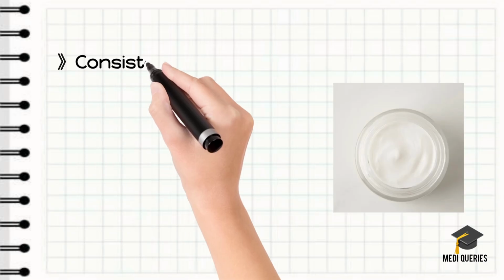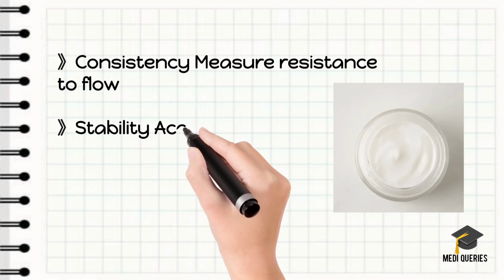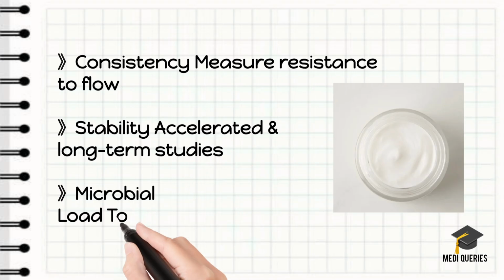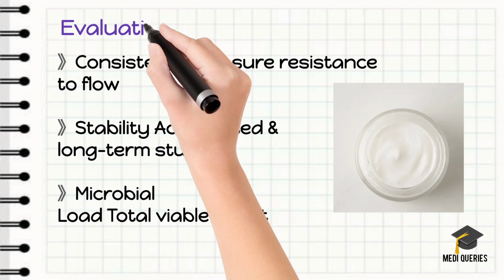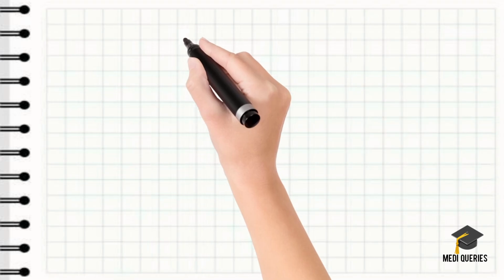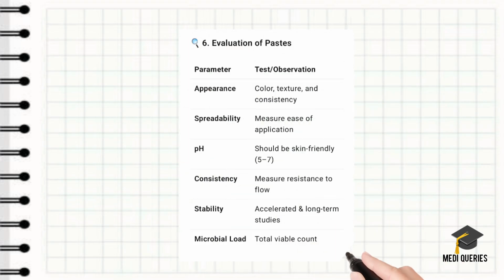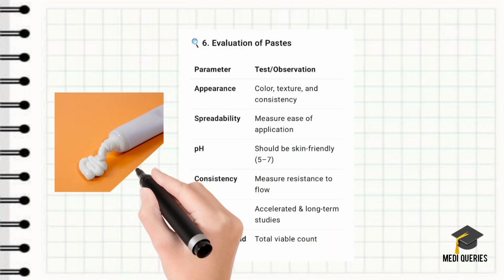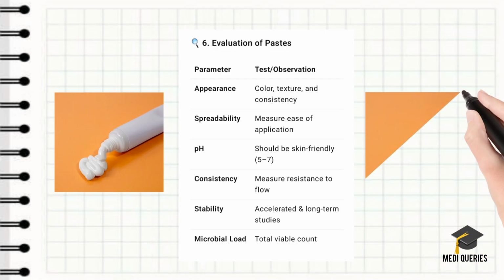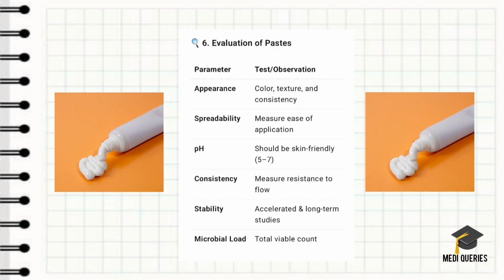First one is viscosity measurement. It mainly ensures the correct thickness and flow behavior. Second one is drug content uniformity. It mainly confirms even distribution of the active ingredients. And third one is the spreadability test. It mainly checks how easily the paste can be applied. Finally, stability testing mainly confirms that the paste remains effective and unchanged during storage. So these tests are essential to maintain therapeutic efficiency and product safety.